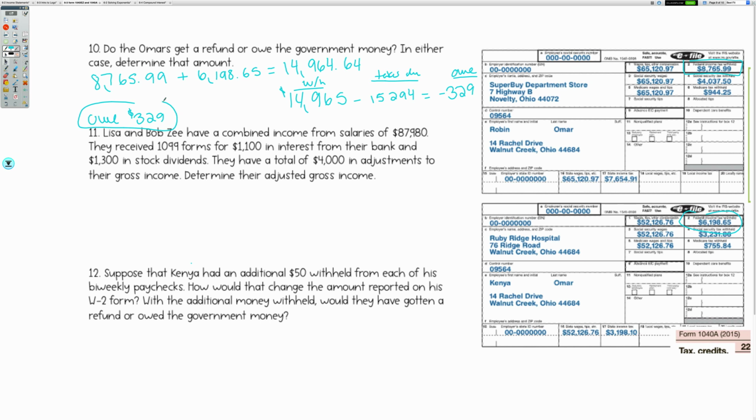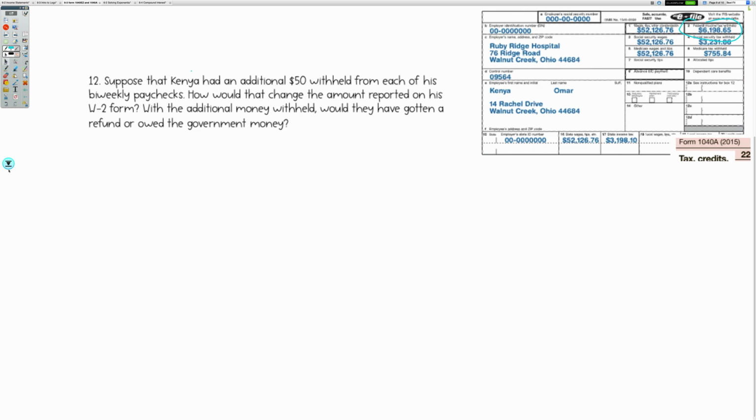So if their employer would have withheld $50 extra from each biweekly paycheck, how many paychecks is biweekly? 26. So if they would have done $50 every paycheck, 26 times in a year, 50 times 26, that would have been an extra $1,300 to the withheld amount.